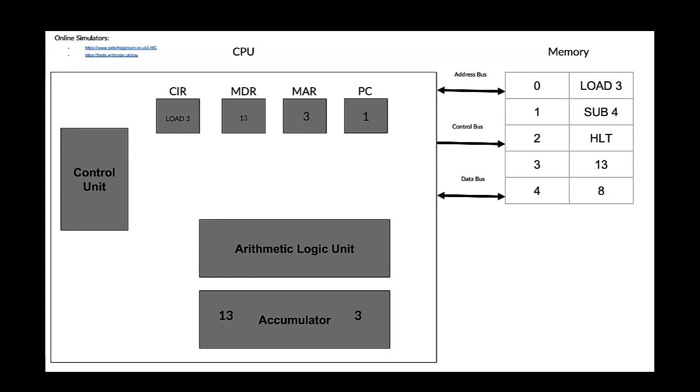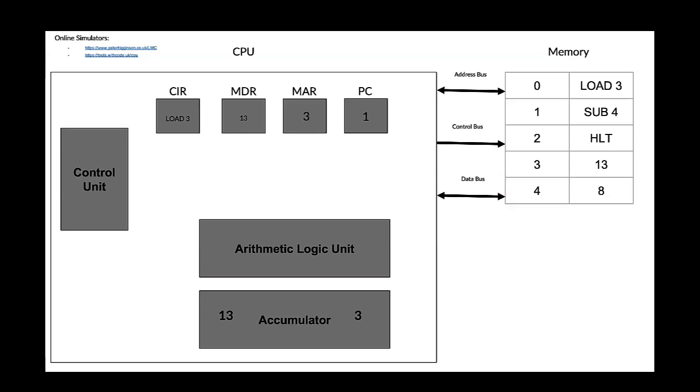That was the cycle that loaded a number from memory location 3, which in our example was the number 13. The next cycle will be done in the same way, and the PC now shows 1, which is a sub 4 instruction. That means the instruction is subtraction, and the memory location that contains the input is 4. And in our example, it is the number 8.